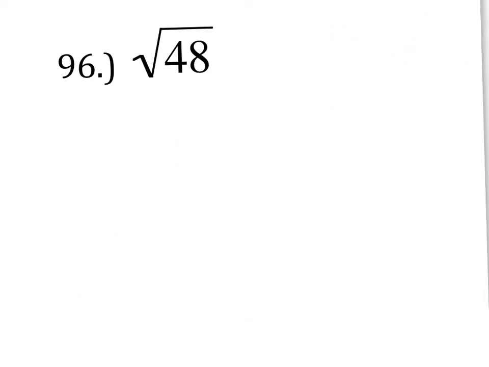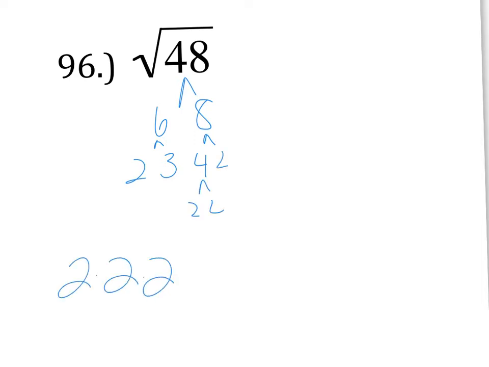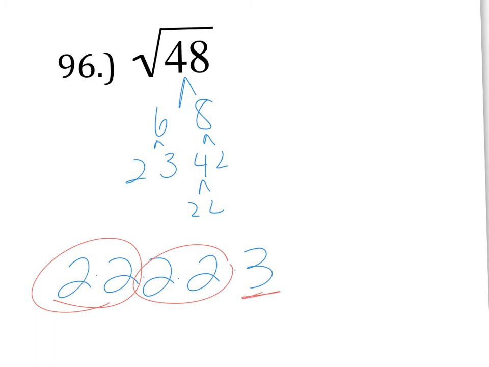In problem 96, we have the square root of 48. I'm going to do 6 and 8 and break this down to my prime factorization. So I have a 2 times 2 times 2 times 2 times 3. Again, we're looking for pairs. So we have a 2 and a 2, so that becomes 4, with a square root of 3 that's left inside.